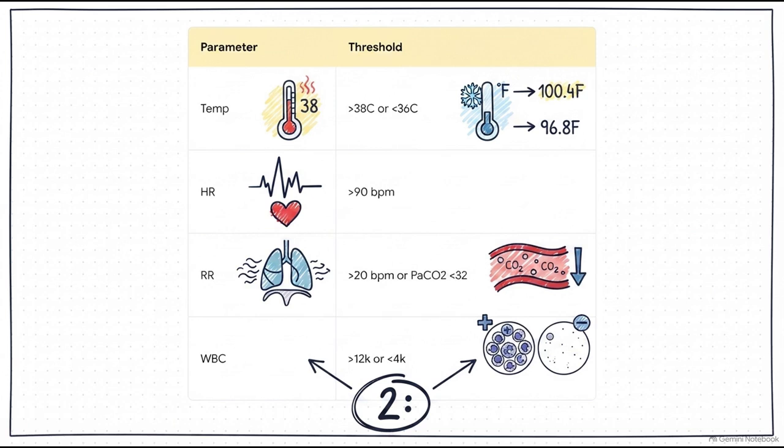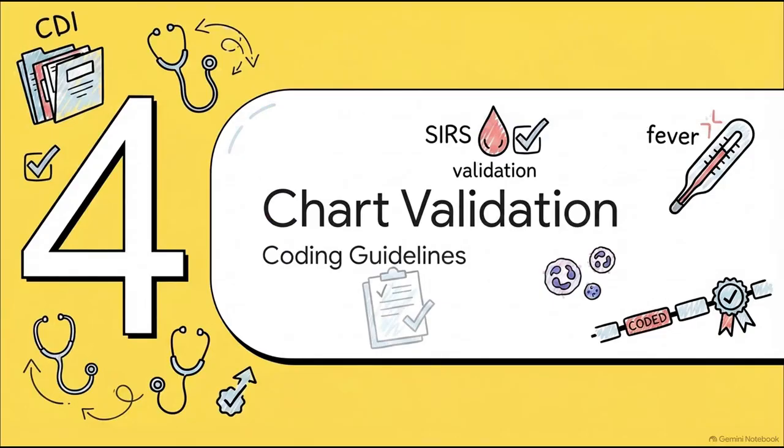Remember the rule of 2. You need at least 2 of these 4 objective data points clearly documented in the chart to validate that SIRS diagnosis.